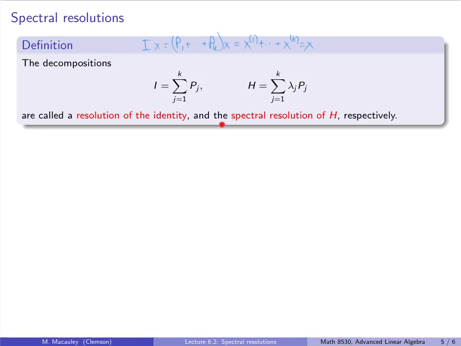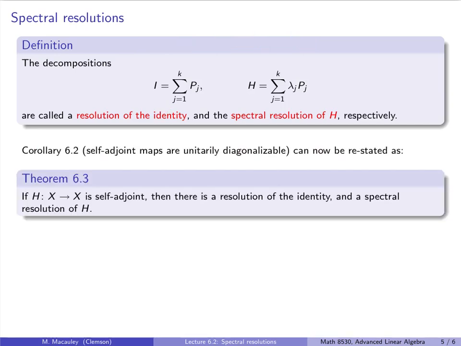So I say the spectral resolution of H because it involves the eigenspaces of H, and those are uniquely determined. However, I say a resolution of the identity because there's nothing special about these eigenspaces compared to I. They came from H. So if we take a different self-adjoint map, we will get a different resolution of the identity. Corollary 6.2, which says that self-adjoint maps are unitarily diagonalizable, can now be restated as follows.